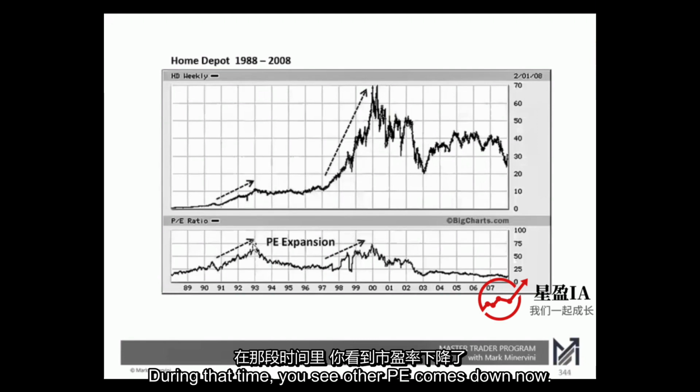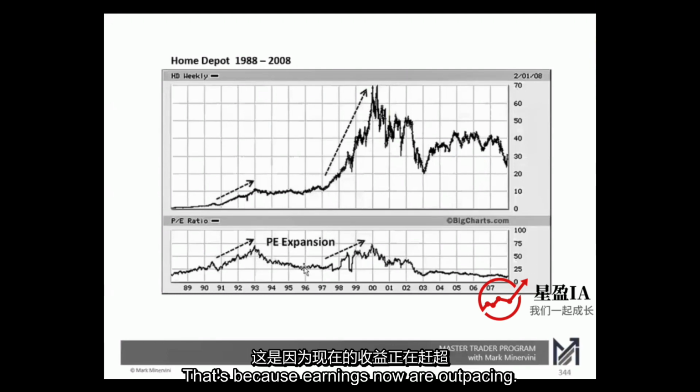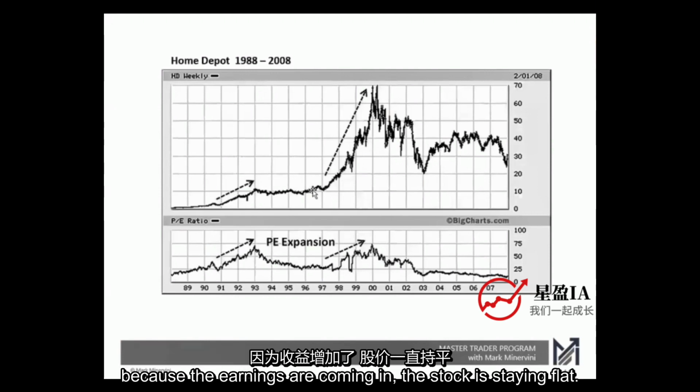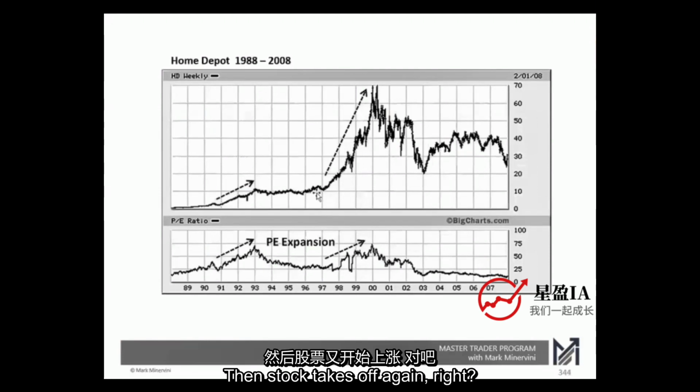And during that time, you see how the PE comes down now? Because earnings are outpacing the PE, growing faster because the stock stopped going up. So now the PE is not expanding because the earnings are coming in and the stock is staying flat. Then the stock takes off again, right? It makes this big move.